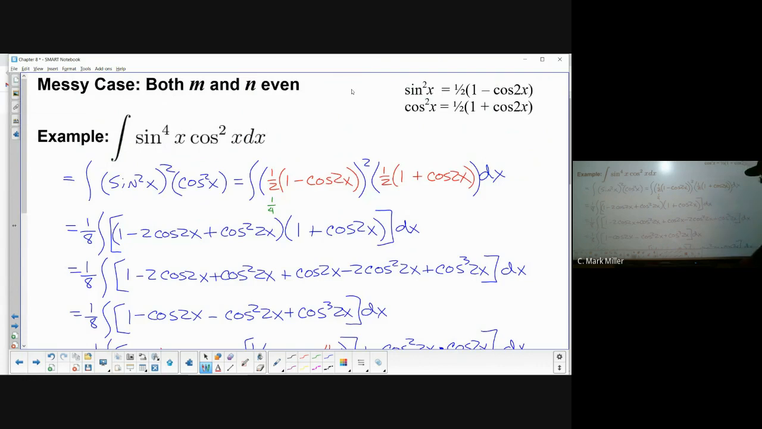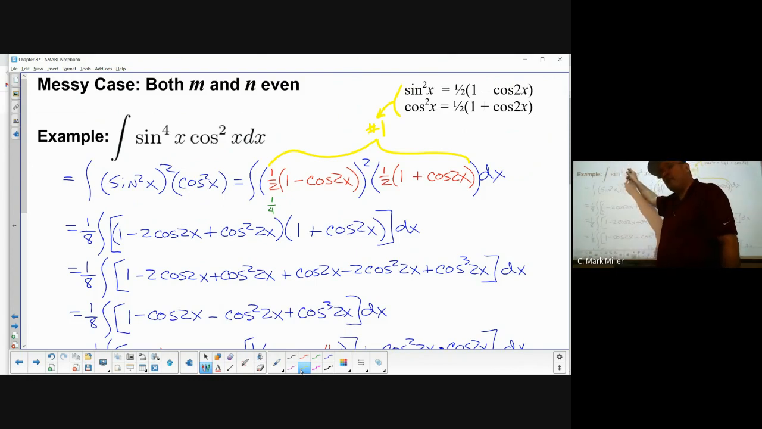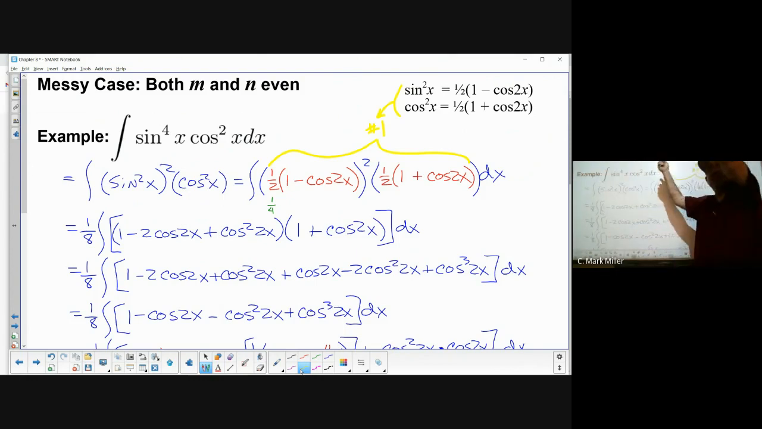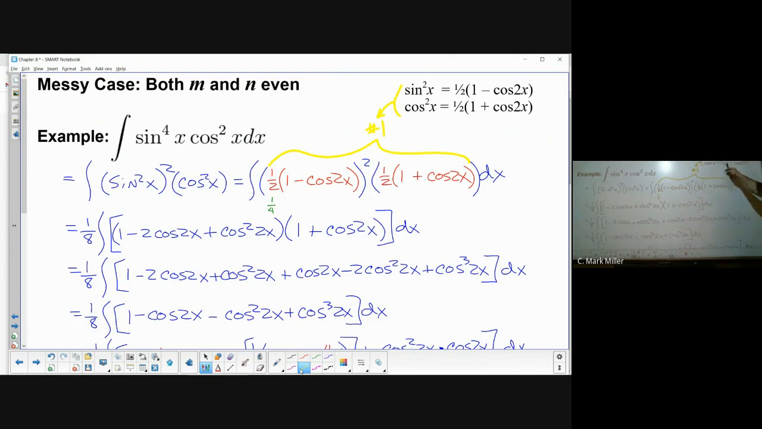Just to review the key spots. What are the hot spots here? Well, hot spot number 1 is recognizing and using these formulas up here. And you're recognizing these are both even. If one of them was odd, we would peel off one from the odd one to make the other trig functions, sines and cosines, to even powers times the one we peeled off. But we can't do that. So we have to convert them all using this.